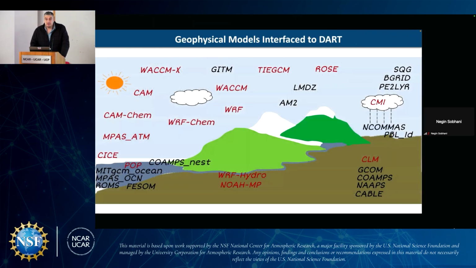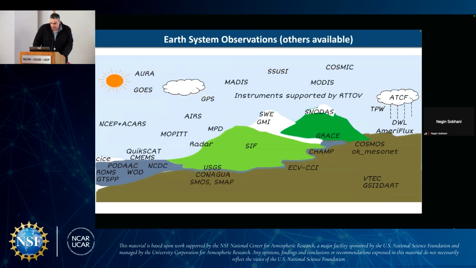These are the different geophysical models that are interfaced with DART. They are distributed on the figure according to their functionality in the environment. Every model that's in red is an NCAR-based and developed model. On top of the models, these are the Earth system observations that we support. Essentially, these are the platforms that provide the observations that we support in DART.